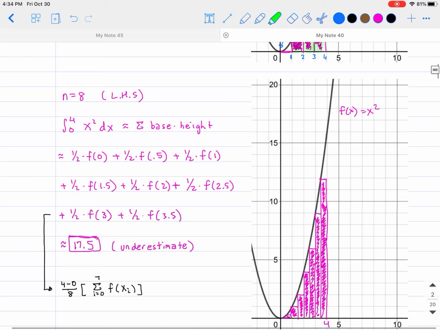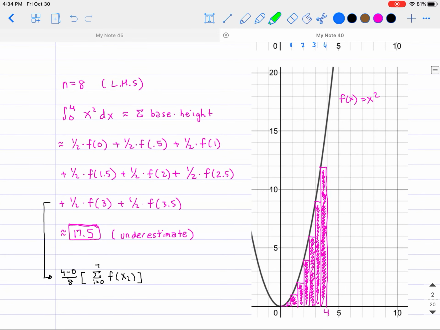It doesn't necessarily mean that every time we use the left-hand rule, it'll be an underestimate. All right, now let's go ahead and make maybe more partitions, because the more partitions we make, the more accurate it is. But then the problem is the size of the base is going to get smaller, and that's where it gets a little bit more complex.